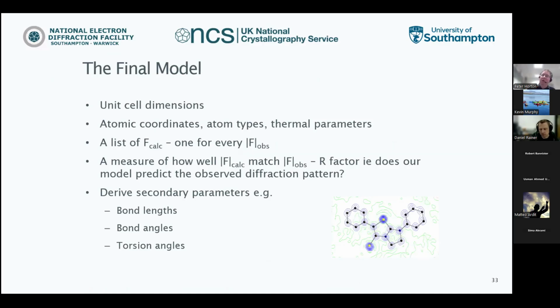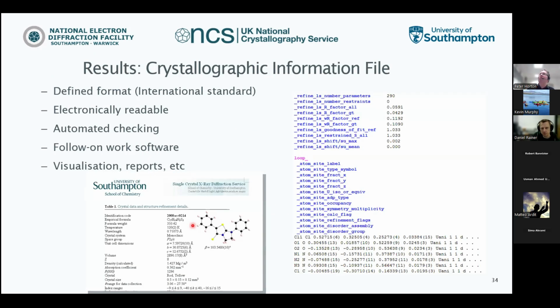But once we've got all this data, we'll have our unit cell dimensions, which can be used to compare against powder patterns or anything else that you've already got, and just check they're the same. We get a list of atomic coordinates, what atom types they are, and as I say, we can derive all these secondary parameters. And we put this all in something called the crystallographic information file.